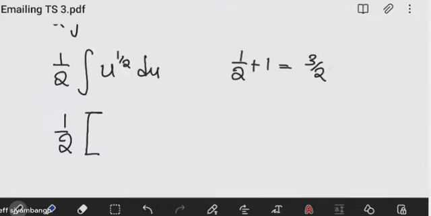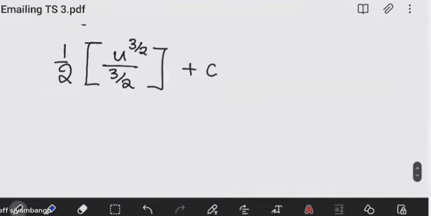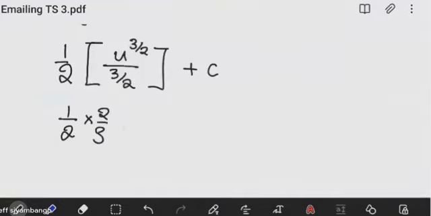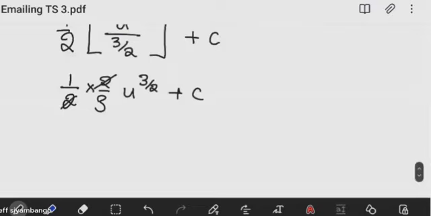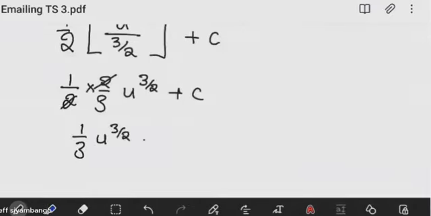Now the 3 over 2 becomes the new power, and we have to divide by the 3 over 2. Since we're done integrating, we'll say plus the constant c. Now we just have to simplify this. Writing the fraction here, this will end up being 1 over 2. The 3 over 2 changes to 2 over 3, and then this is u to the power 3 over 2 plus c. So that the 2 and the 2 cancel. This will be 1 over 3, u to the power 3 over 2 plus c.